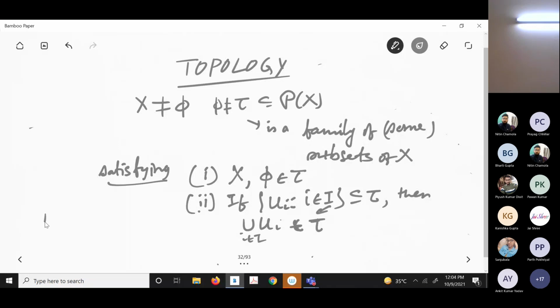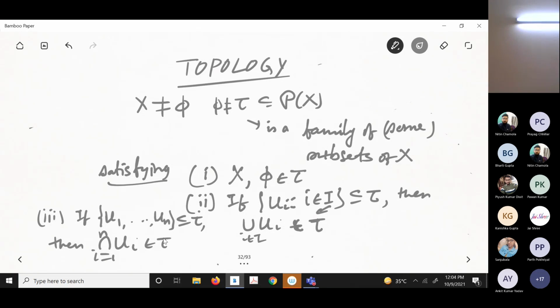And third is this. Whether you take 2 or n, it doesn't matter. If u1, u2, ..., un is a finite subset of tau, then the intersection, which is finite, belongs to tau. I'm just recalling this. So you have these three conditions satisfied. If tau doesn't satisfy them, then forget about it and don't work with that. Then tau is called a topology on X.